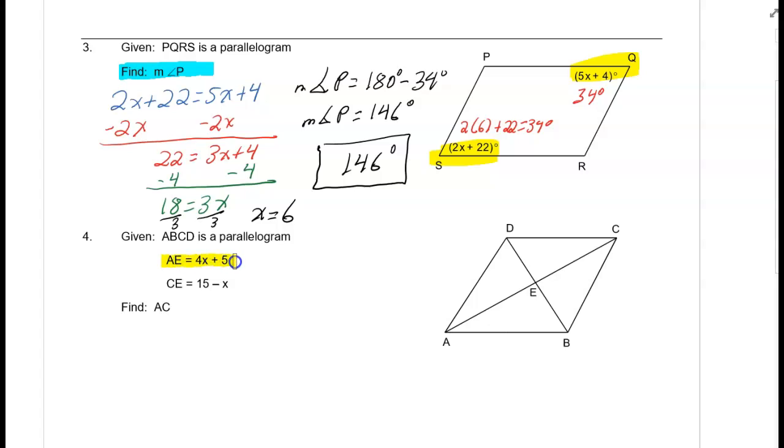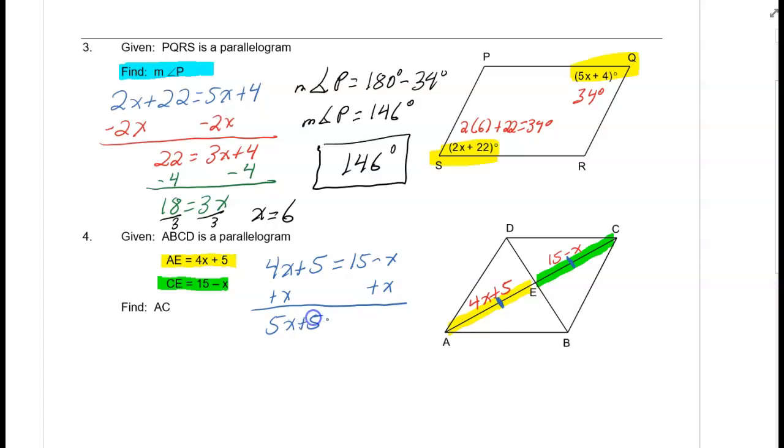So number 4, AE is 4x plus 5. So that's this yellow segment. I'm going to label it 4x plus 5. And then CE is 15 minus x. We learned that the diagonals bisect each other, so these two pieces are equal. So the equation we want to solve is 4x plus 5 equals 15 minus x. I'm going to add x to both sides.